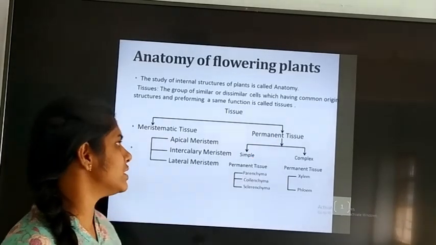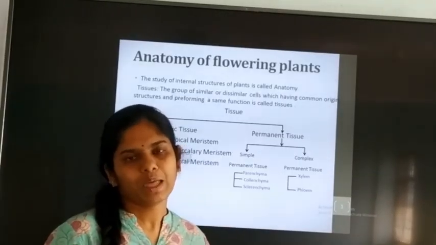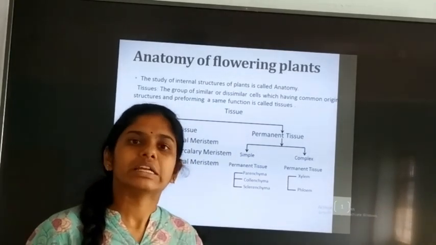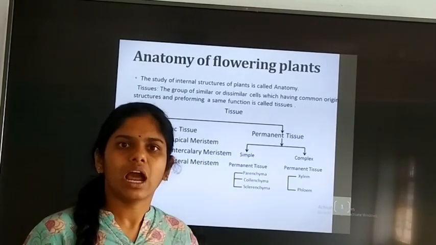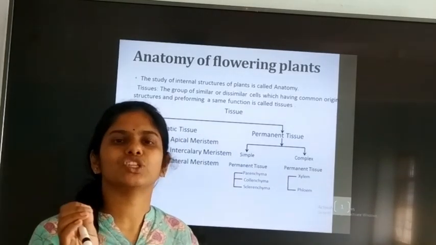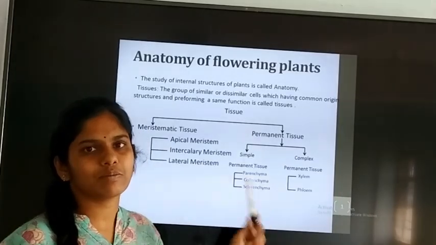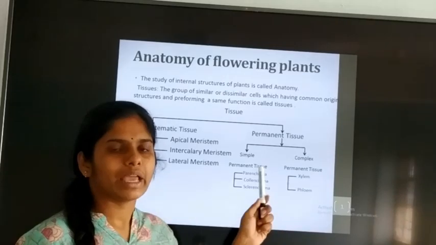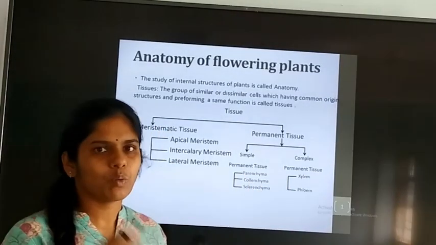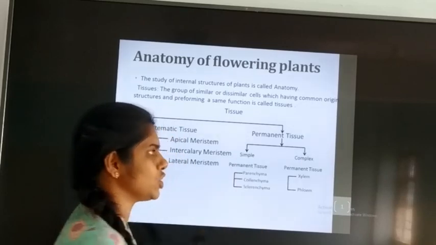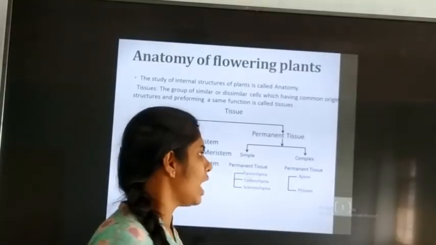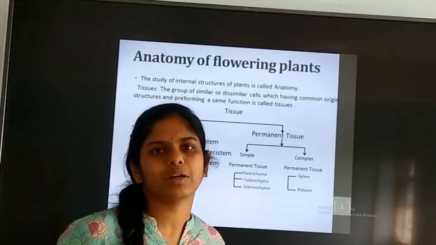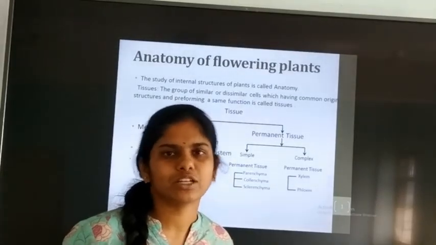You know that permanent tissue. So what is permanent tissue? Permanent tissue is a mature, differentiated cell which has lost the capacity to divide. Those types of cells are called permanent tissue. The permanent tissue is again classified into two types: one is simple permanent tissue, and another one is complex permanent tissue.